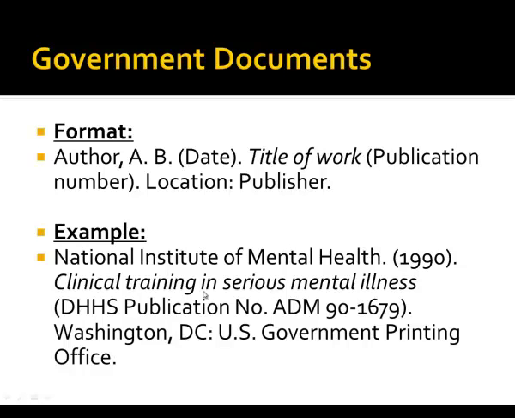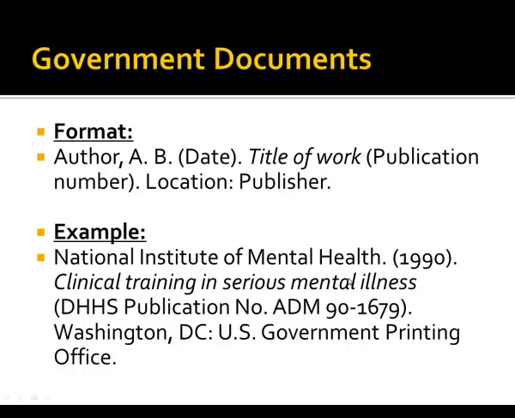And if the government document itself doesn't include a publication number, then you don't need to include it in your reference list. The example that I've provided you with below gives us a great overview of what this might look like. It's DHHS publication number ADM 90-1679. Another thing that you're going to notice about this particular example is that the author is not actually a person, but in this case it represents a government organization, and it's the National Institute of Mental Health.